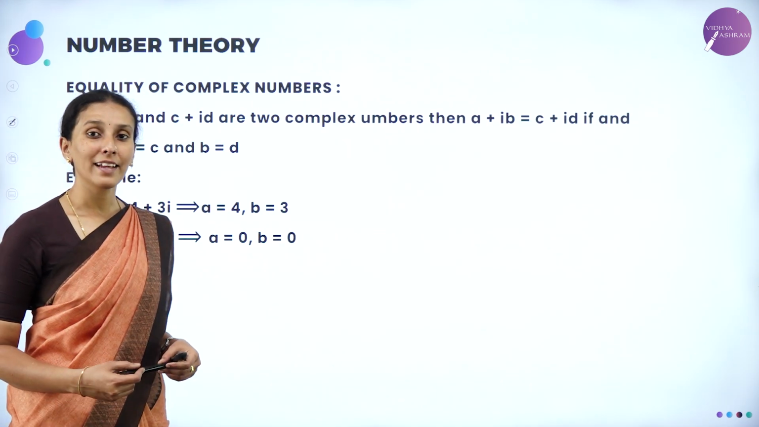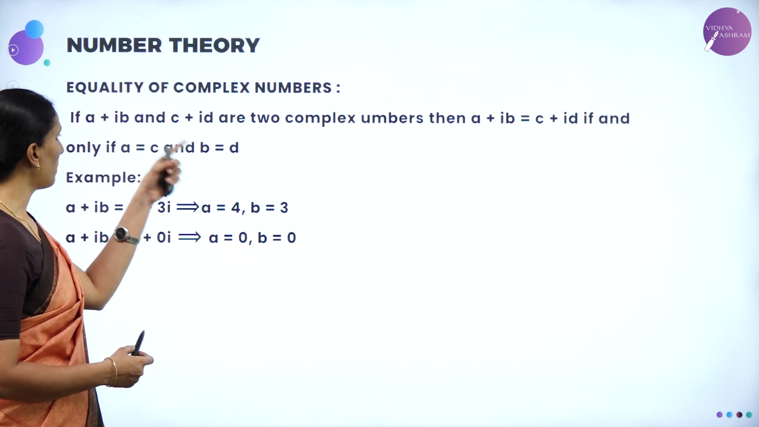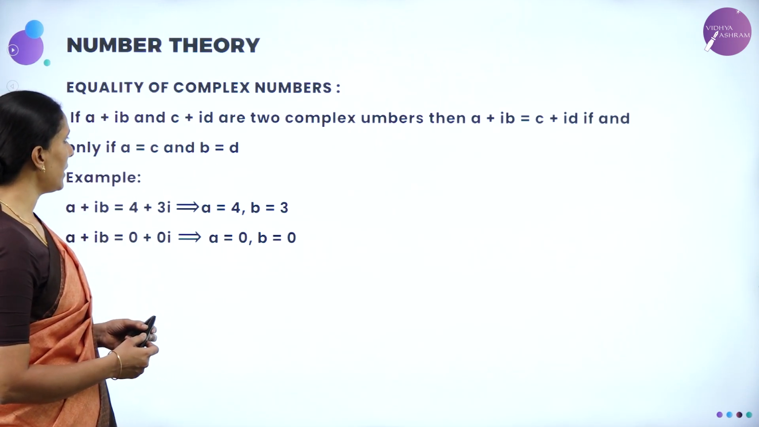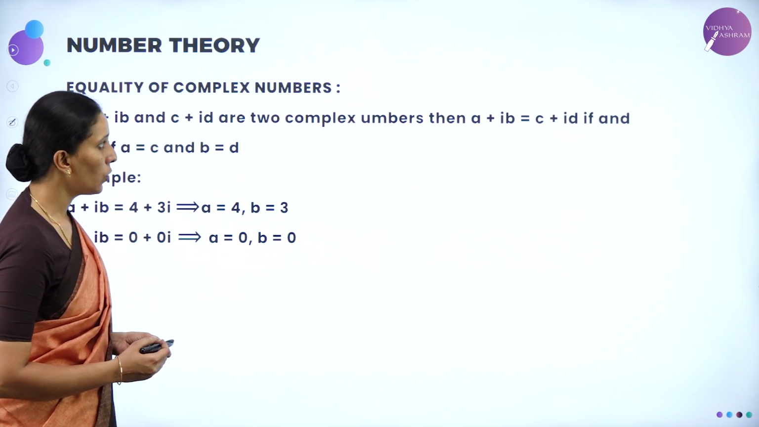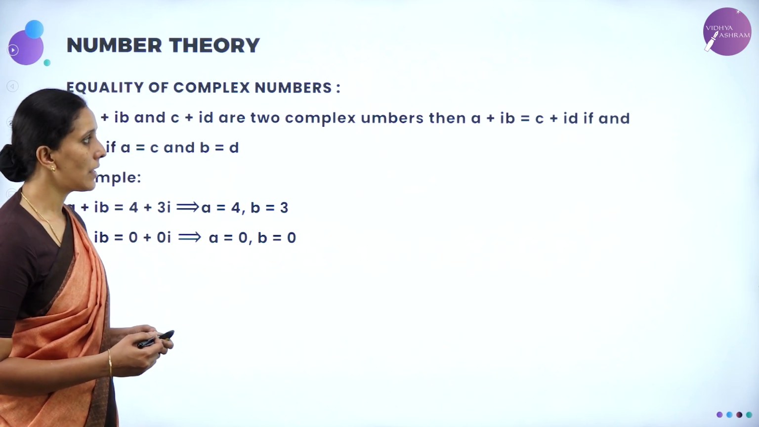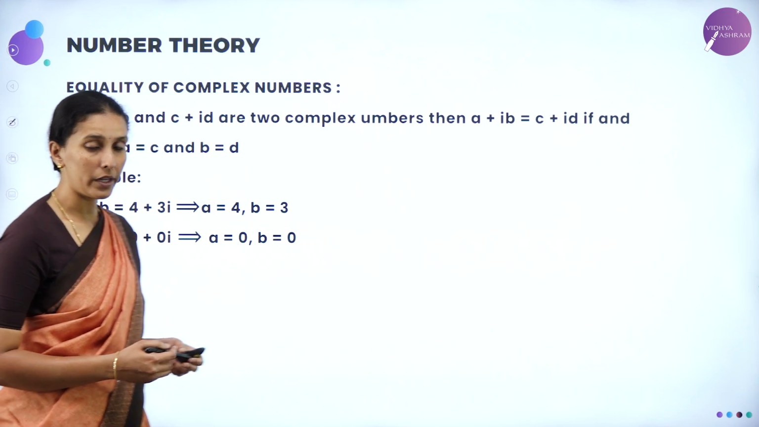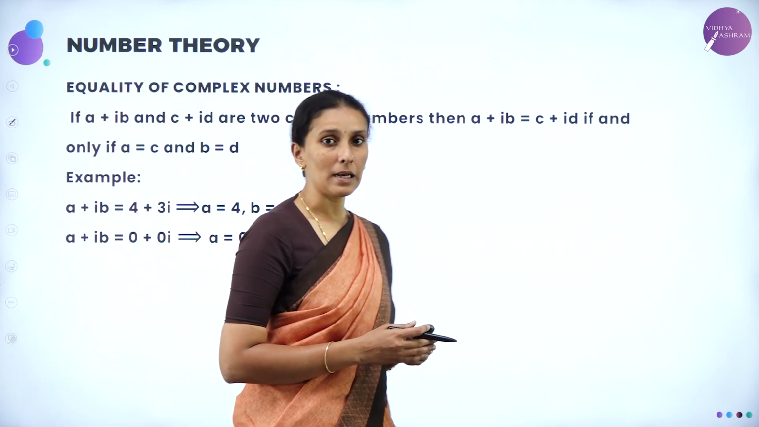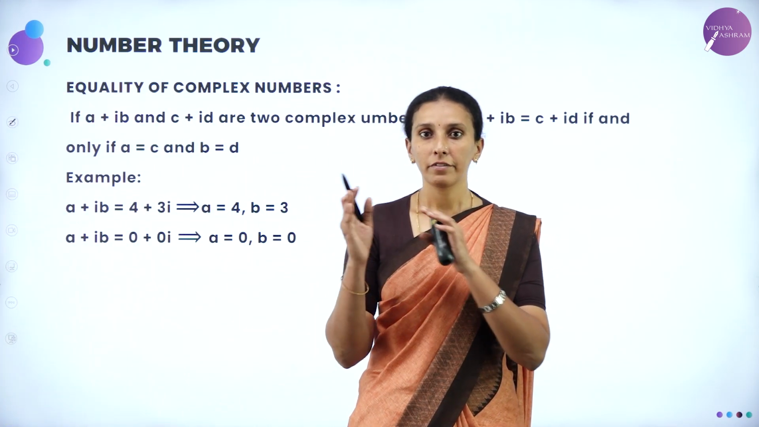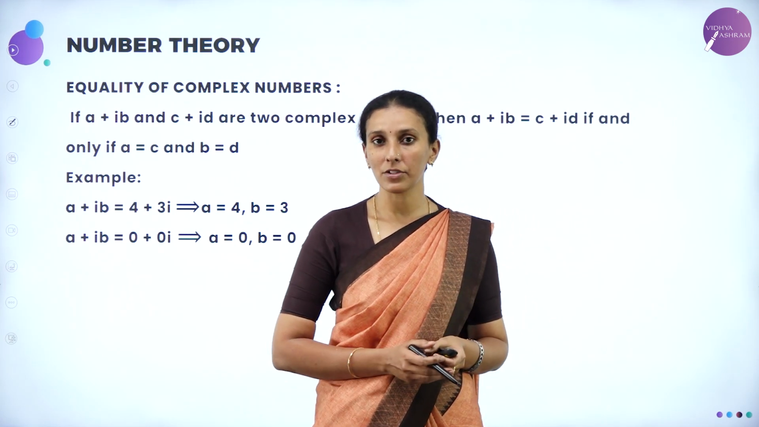Next we come across the equality of complex numbers. Suppose we have two complex numbers, a plus ib and c plus id. Then a plus ib is equal to c plus id if and only if a is equal to c and b is equal to d, which means two complex numbers are said to be equal if their real parts are equal and their imaginary parts are equal.